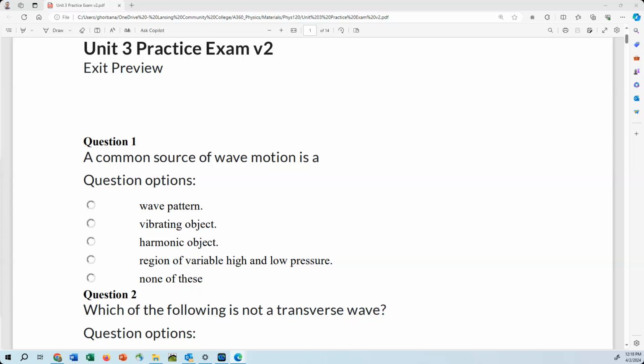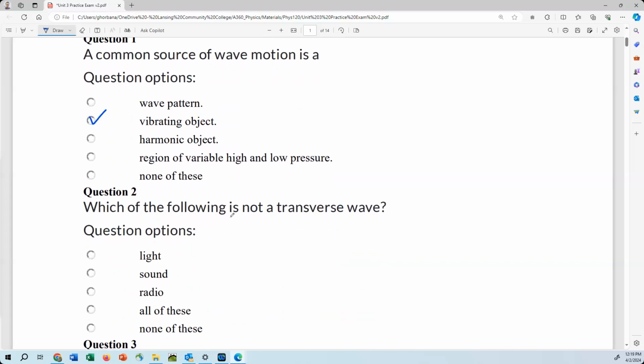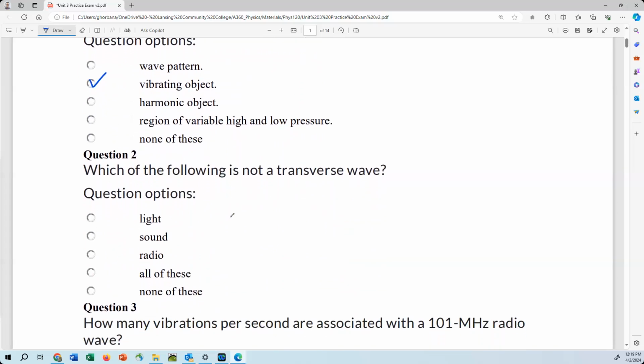The first question says a common source of wave motion is a wave pattern, a vibrating object, a harmonic object, a region of variable high and low pressure, or none of these. A source of wave is always vibration, and this is the right answer, not the wave pattern. The wave represents the source, which has a vibrational motion. So for question number one, the right answer is a vibrating object.